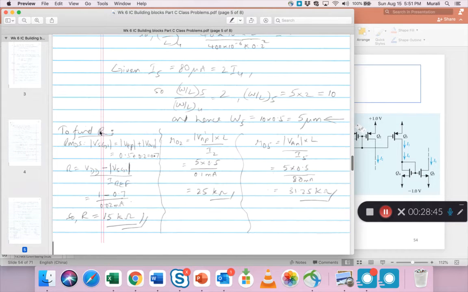To find R, the PMOS formula is slightly different. Instead of GS, you write SG. Then you find R as 15K. Output resistance of transistor 2, output resistance of transistor 5.